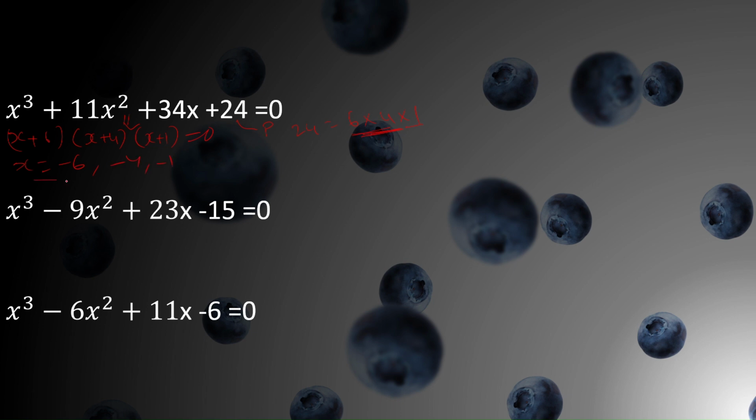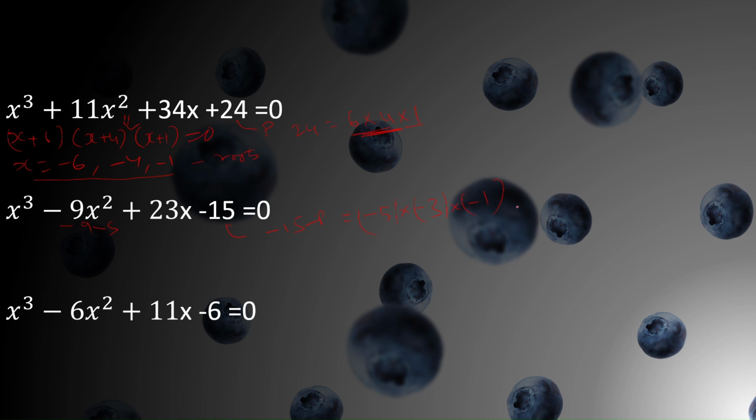This can be written directly, and now getting the roots is very easy. x is equal to minus 6, minus 4, and minus 1. These are the three roots. Similarly, let's try this one. Minus 15, we have to bring minus 15, and this is minus 9. This is the sum, and this is the product. So what can it be? Minus 15 can be written as minus 5 into minus 3 into minus 1.